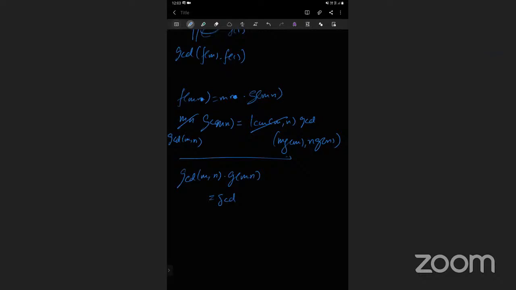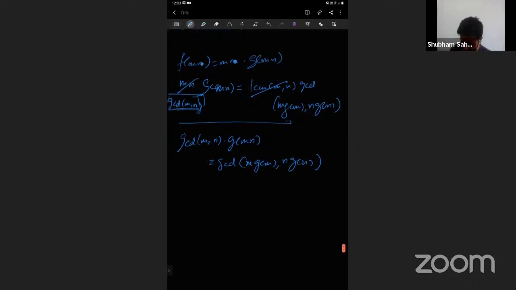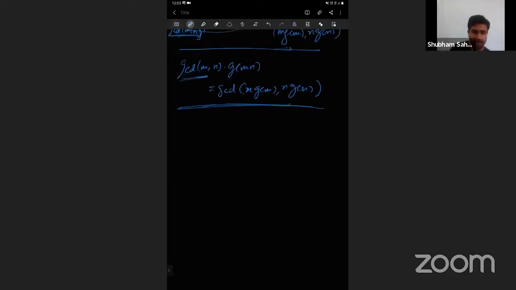Why did you cancel mn with the LCM of m and n? I did not cancel it. I just divided and wrote the gcd over here. I'm not canceling, I'm dividing it. Hence, you have the gcd because I divided with it. So this is what the equation reduces to right now. Is that okay?